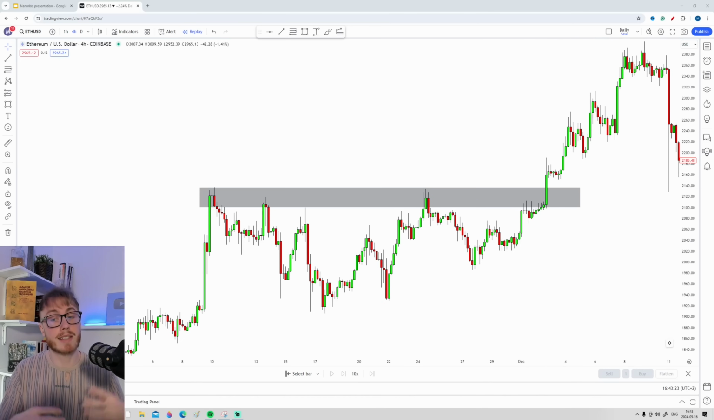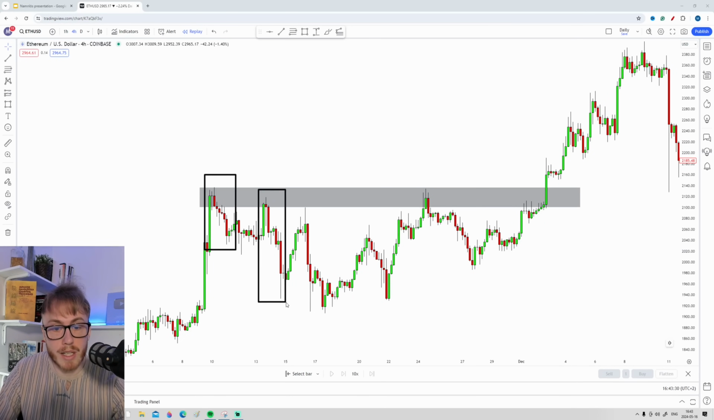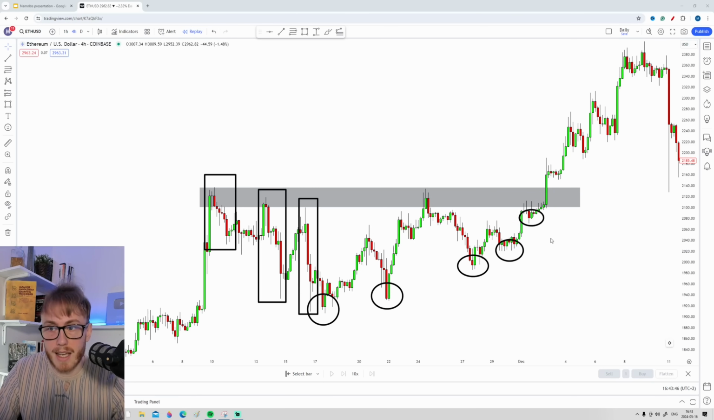And this right here is actually a very clear example of the principle. You can see that in the beginning we had these strong reactions of the resistance, but after a while the price started to print higher low, higher low, higher low, higher low. And then eventually we saw this massive breakout.